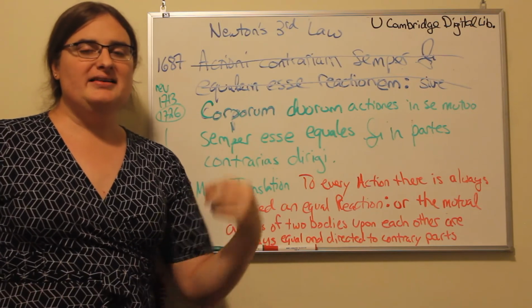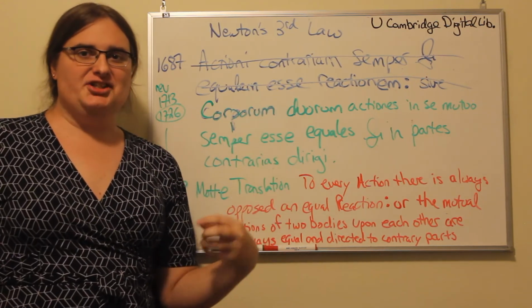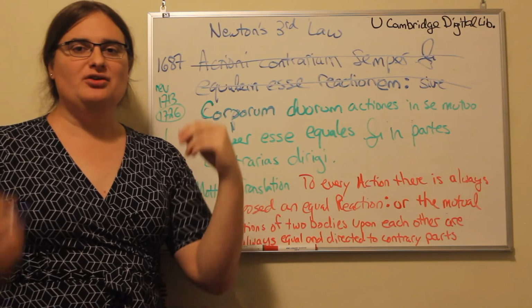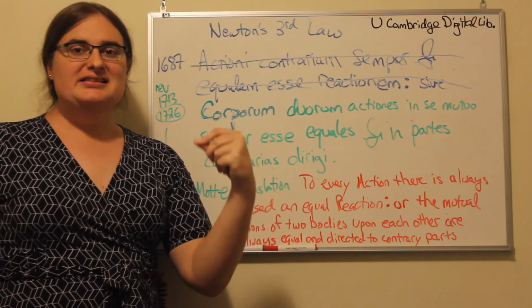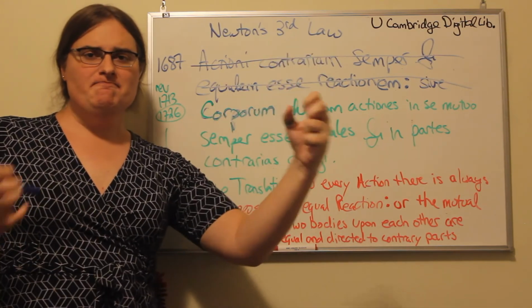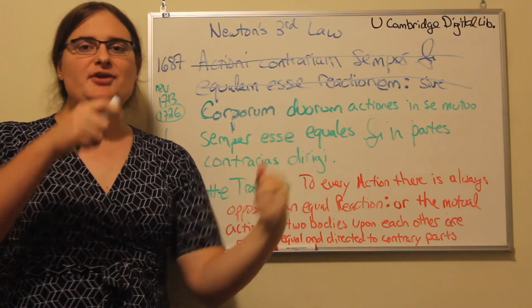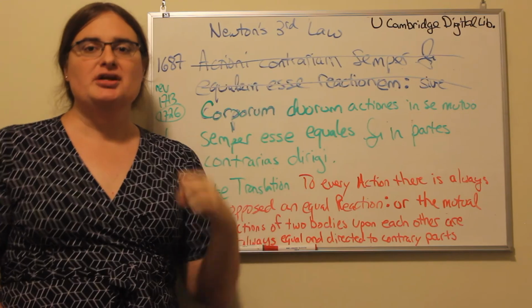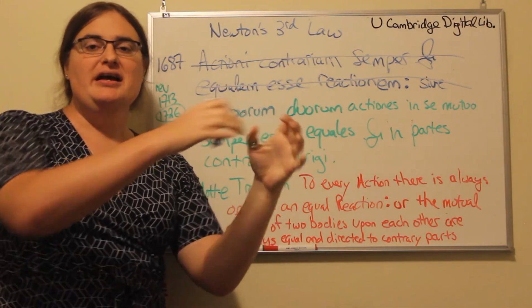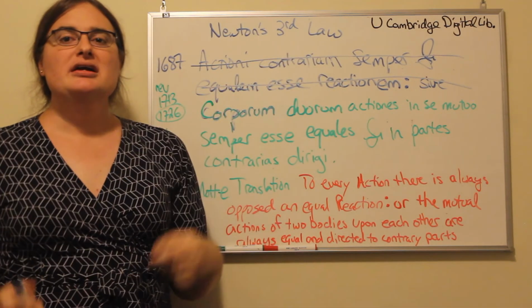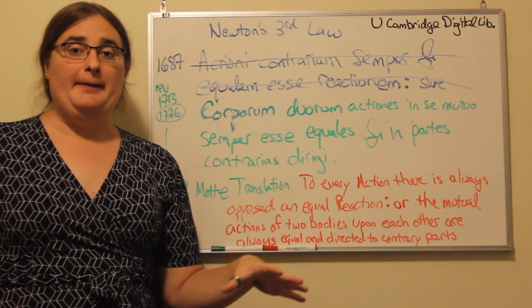So it's looking at this interaction, this mutual action between the horse and the stone, and saying that it's the same piece, the same mutual action, but when we view it from two different perspectives, from the perspective of the horse and the perspective of the stone, that force is in opposite directions.